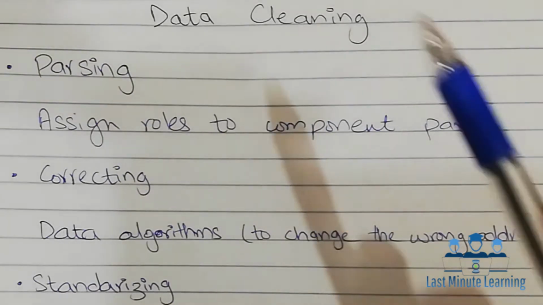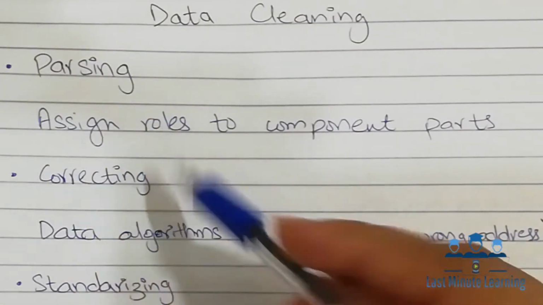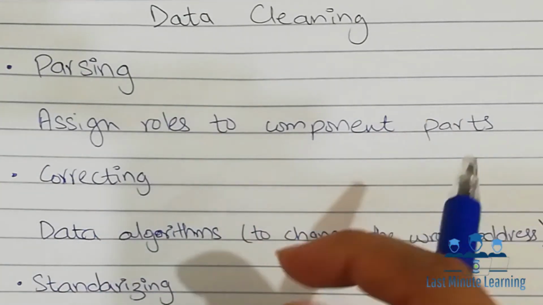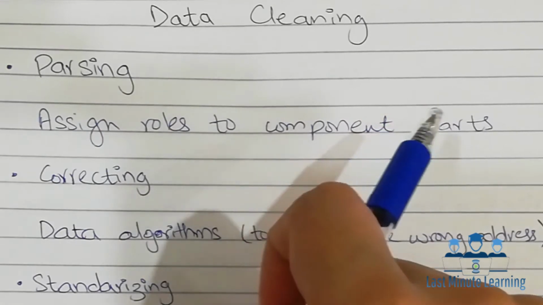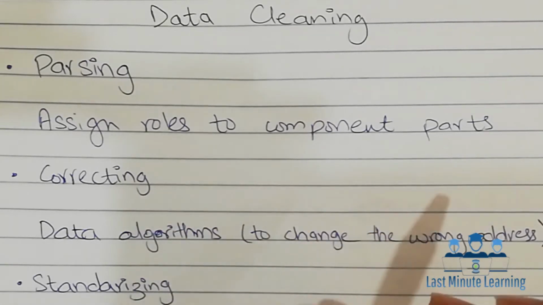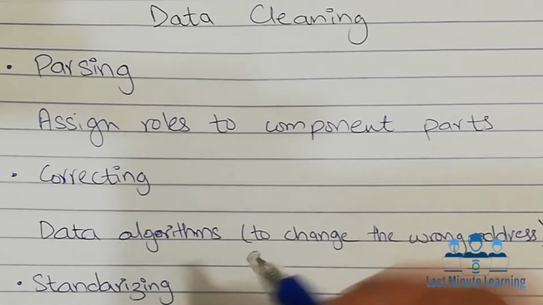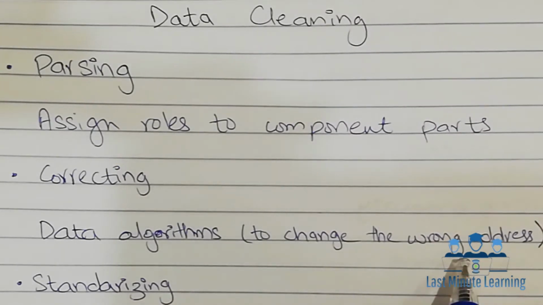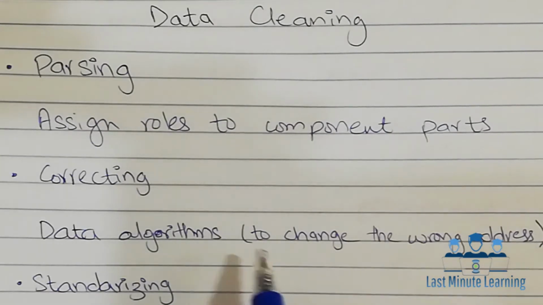Now, the first part of data cleaning is parsing. What is actually parsing? Parsing is to assign roles to the component parts so that they can fit accordingly to the situation or accordingly to the database. Second point is correcting. What is correcting? Correcting is to correct the data actually. Like for example, we have written the wrong address somewhere. Okay, we want to change it with the right address. Then we will use data algorithms to do this. This will correct the data and it would be more accurate.